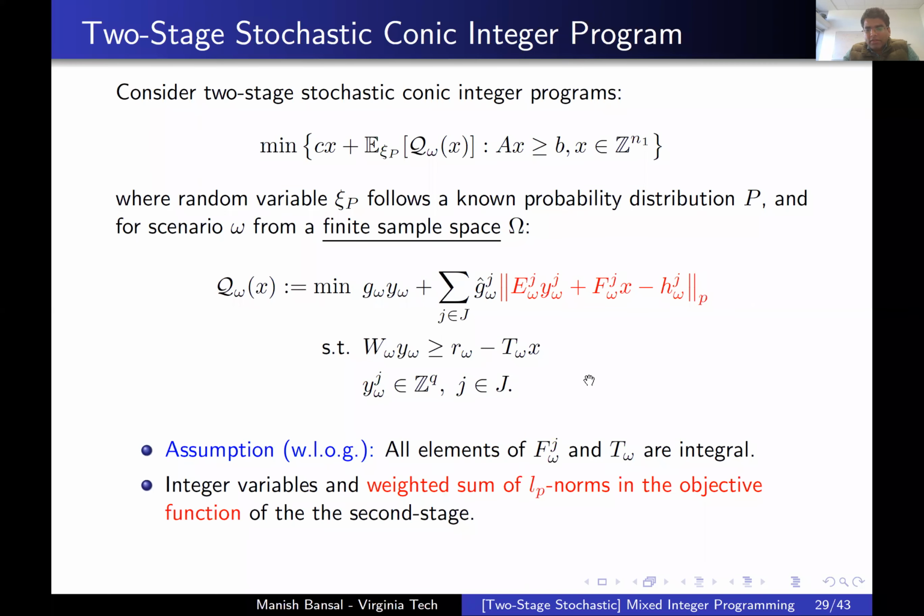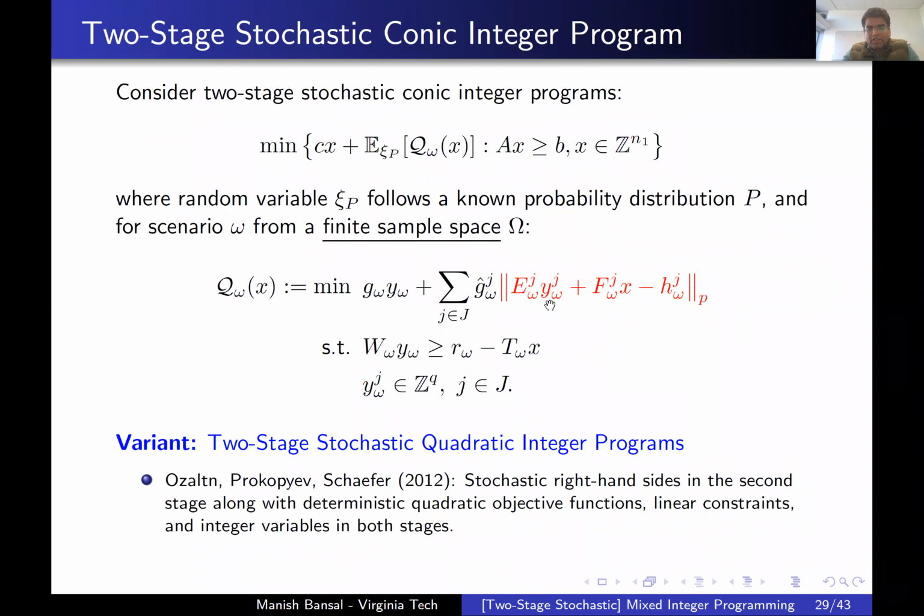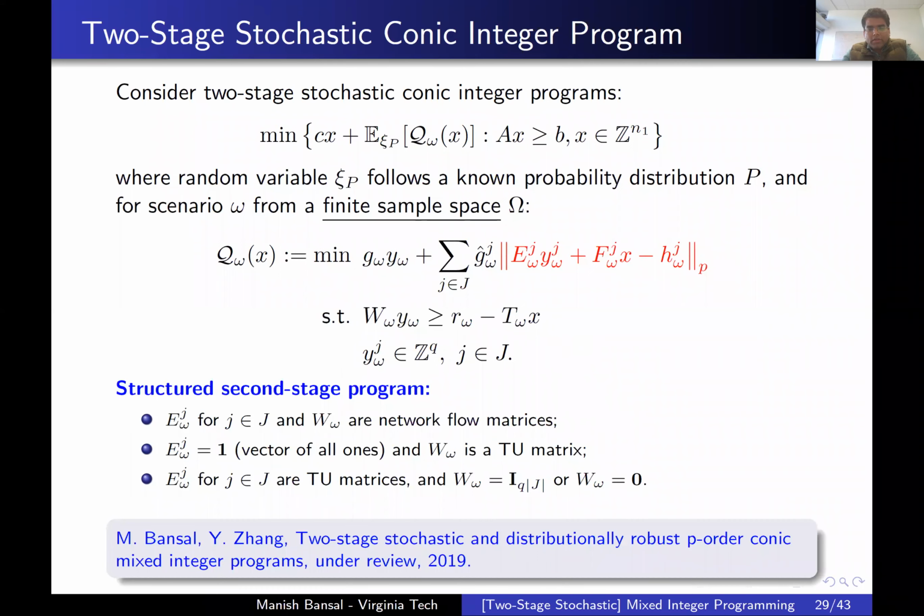To understand this, one special case will be the two-stage stochastic quadratic integer program, because this is where you have the quadratic objective function. We said, let's consider only some structures, where E_j omega and W omega are network flow matrices, or E_j omega is a totally unimodular matrix, or W omega are identity or zero matrices, and see how we can obtain this continuous programming, or the convex equivalent, for this conic mixed integer program in the second stage.